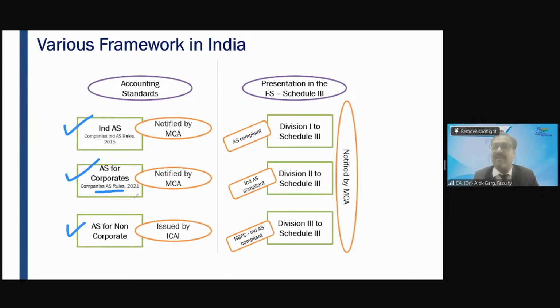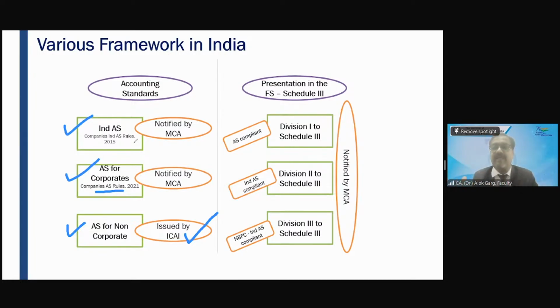So accounting standards are also applicable to non-corporate entities, but the accounting standards notified by MCA are not applicable. Accounting standards issued by ICAI are applicable. ICAI wale accounting standards. Okay. So friends, we have two sets of accounting standards for corporates, and one set of accounting standards for non-corporates.